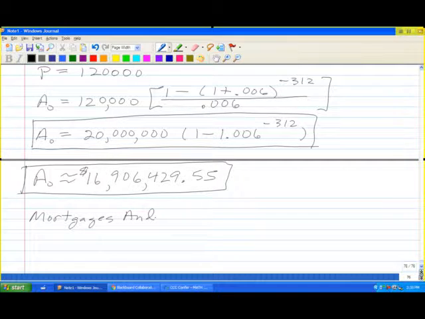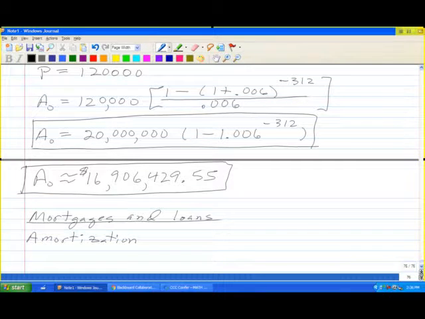So people were asking for applications of this. Here are the applications. Of course, lottery winnings, you probably don't win too many times, but mortgages and loans, you always do this. So mortgages and loans. This is the amortization formula for equal payments.